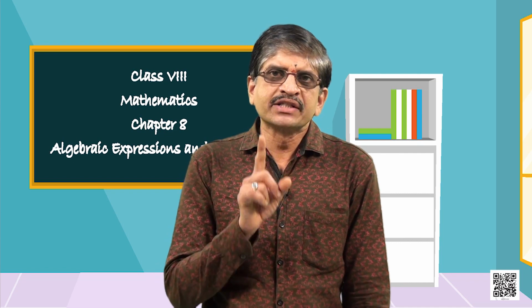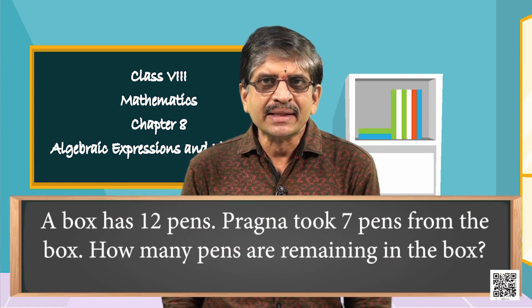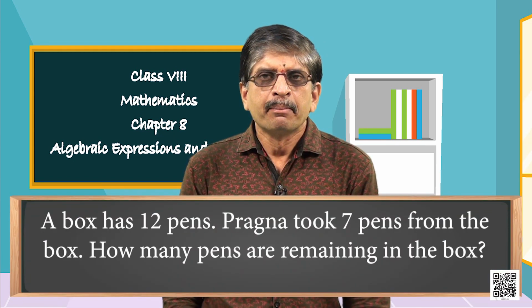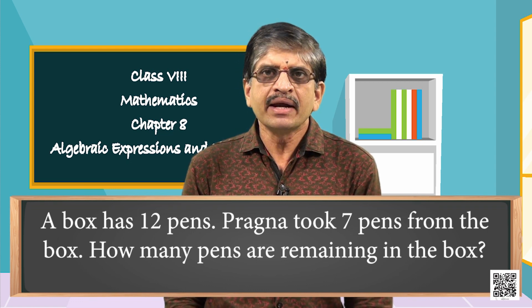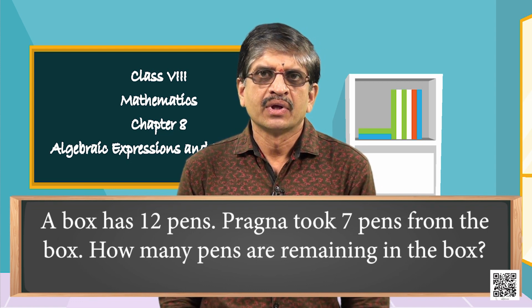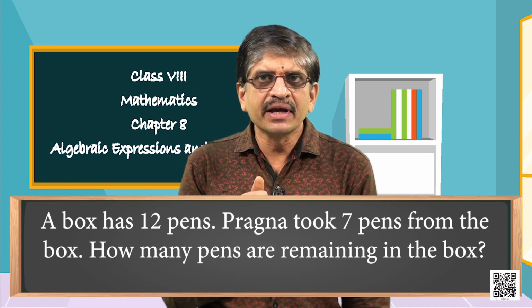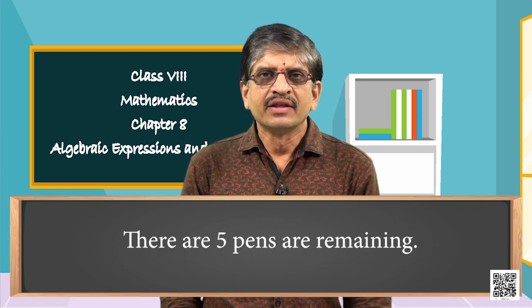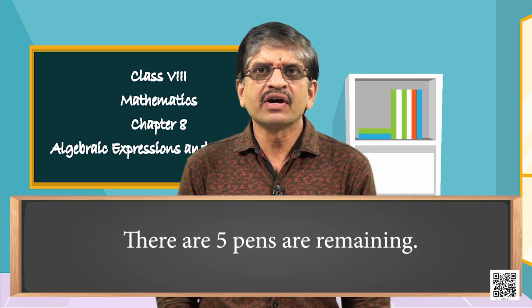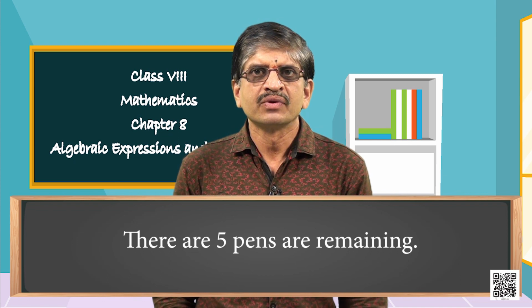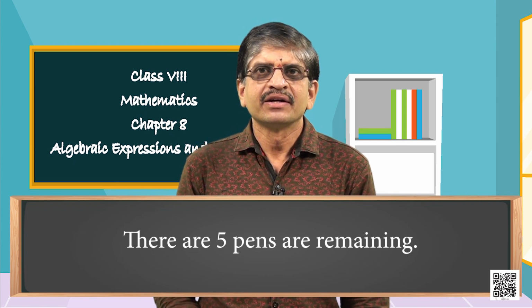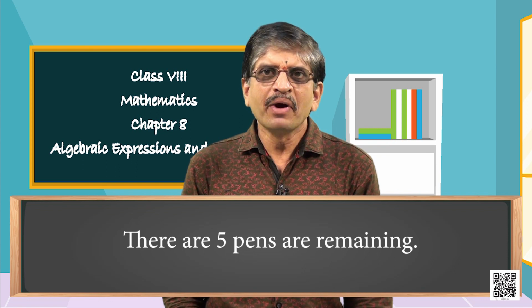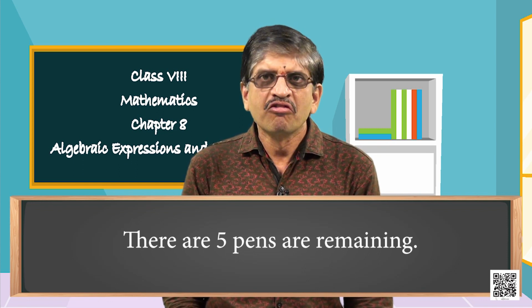Shall we see one more example? Good. A box has 12 pens in it. Pragna has taken 7 pens out of them. How many pens are remaining in that box? Well said. There are 5 pens remaining in that box. How did you get it? Good. 12 minus 7 is equal to 5.